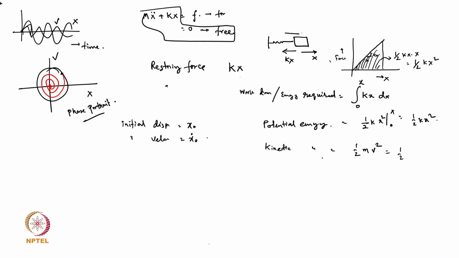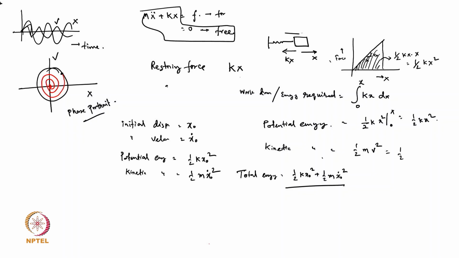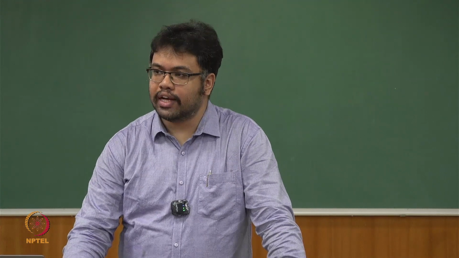So how much is the potential energy? The potential energy will be half of k x0 square, and the kinetic energy will be half of m x0 dot square. Make sense? Everybody agreed with me? Very good. So my total energy is how much? Half of k x0 square plus half of m x0 dot square. That is my total energy for that system.